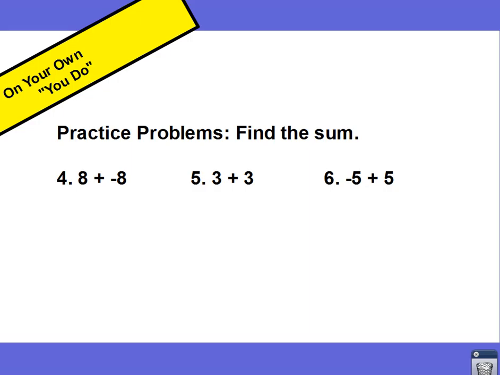Okay. Please use chips to help you do these problems. Pause it. Make sure you read carefully. There might be a trick in here. All right, for number 4, 8 plus negative 8, they're opposites, so it equals 0. 3 plus 3, these are not opposites. 3 plus 3 equals 6. Did I catch you? Negative 5 plus 5 equals 0. They're opposites.